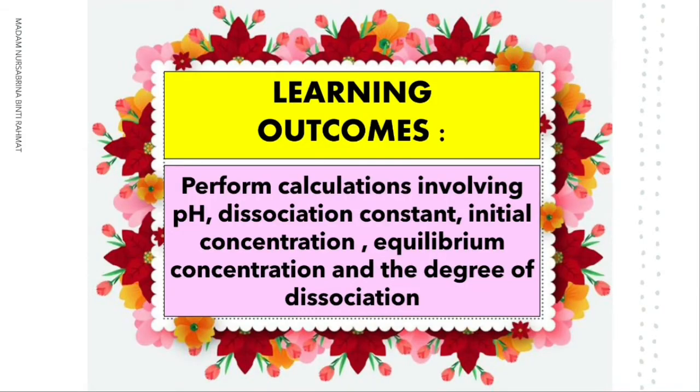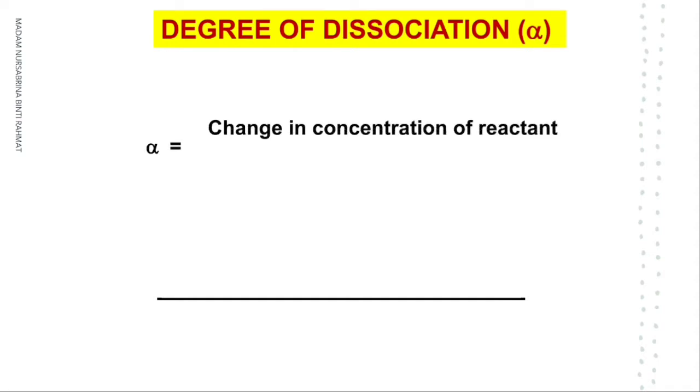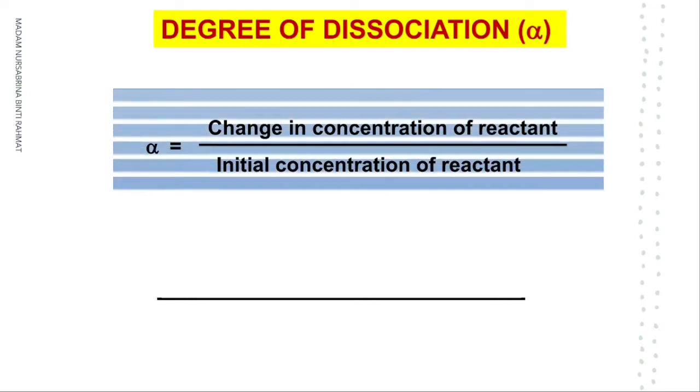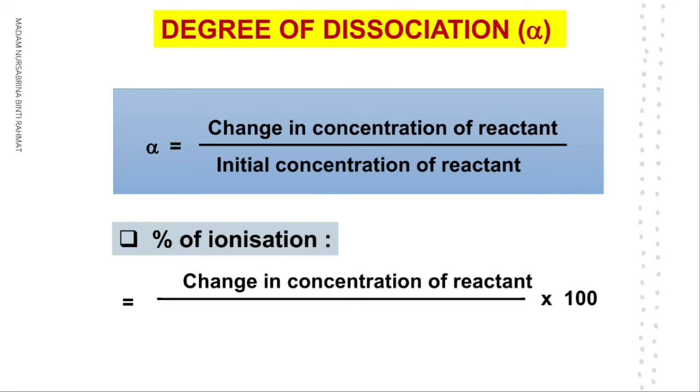So that is our learning outcomes for today. First, you need to learn what the degree of dissociation is. We can calculate the percentage of ionization, or to what extent your weak acid or weak base ionizes in water. It's determined by its degree of dissociation, which is represented by the letter alpha.